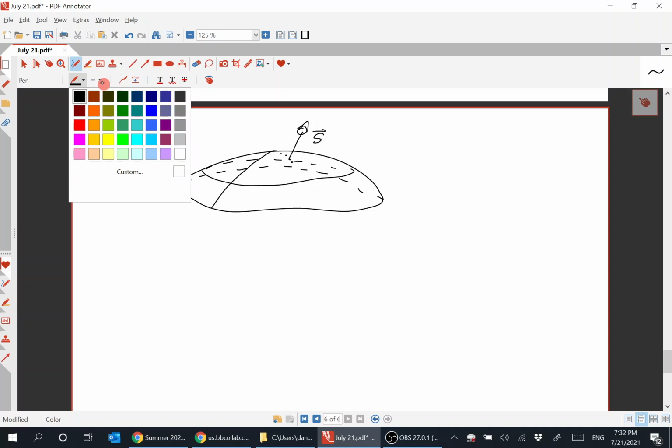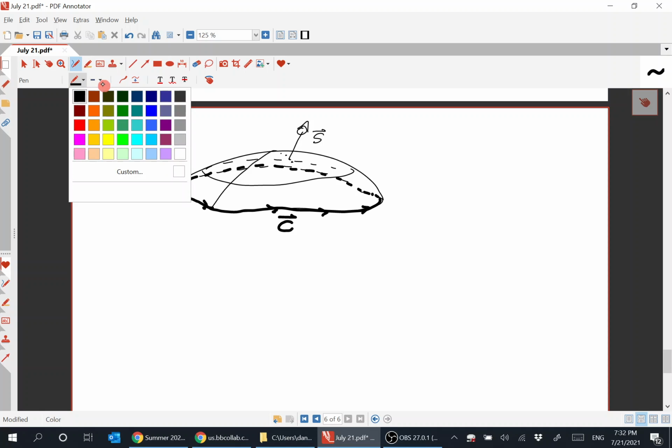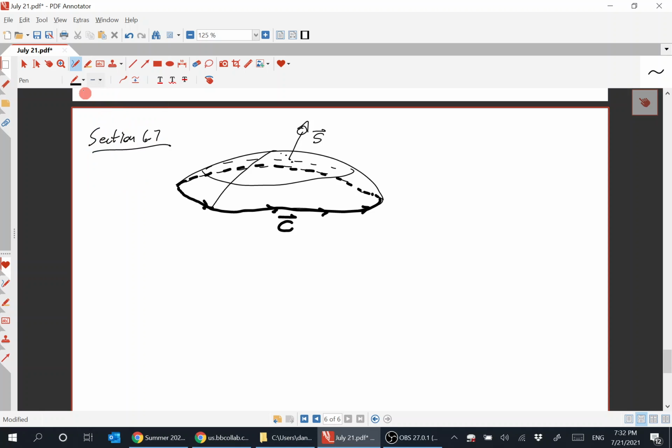Now, what does that mean? So the boundary curve of the surface is here. And if you take your right hand and you slide your fingers in the direction of the boundary curve, your thumb should point in the direction of the surface. Okay, so the orientation of the surface and the orientation of the boundary curve are as such.